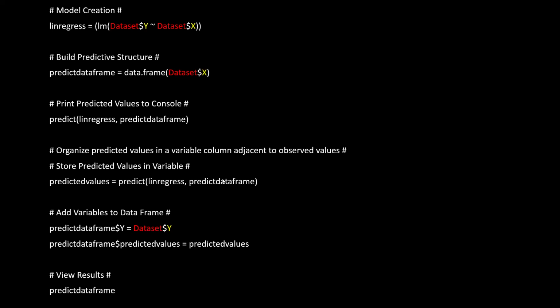And this final bit of code here, this stores those predicted values. And then if we wanted to add the original values of y to that data frame so we could compare predicted values against the actual observed values for the dependent variable, we would run this code here, and then we could view the results.